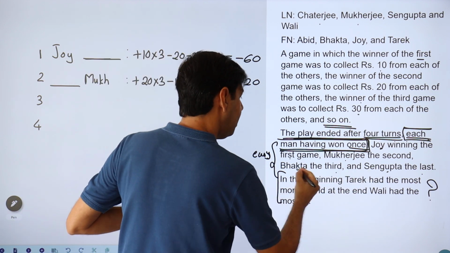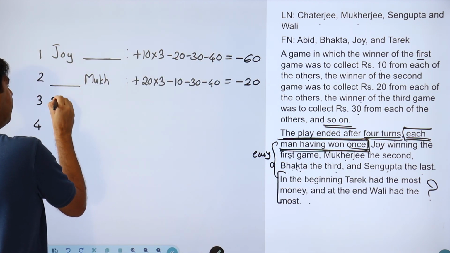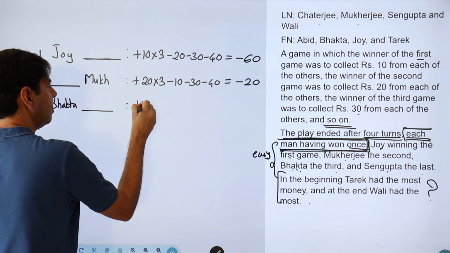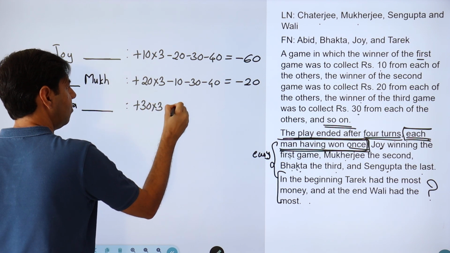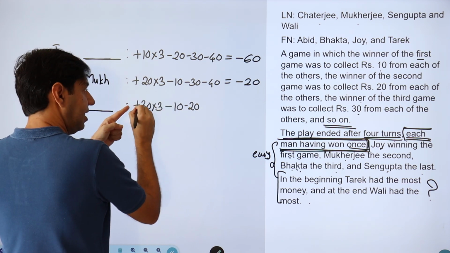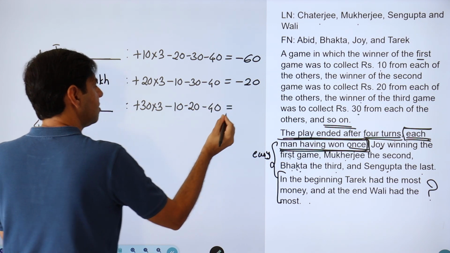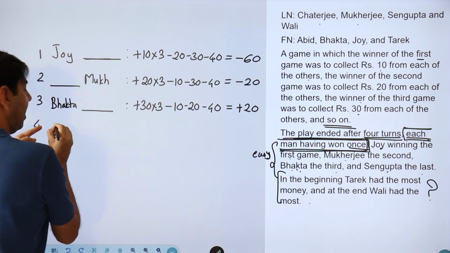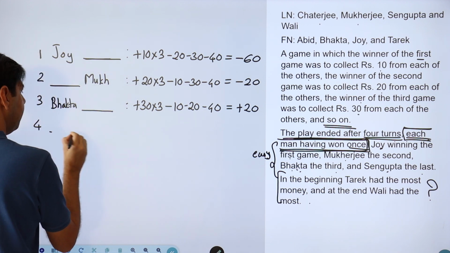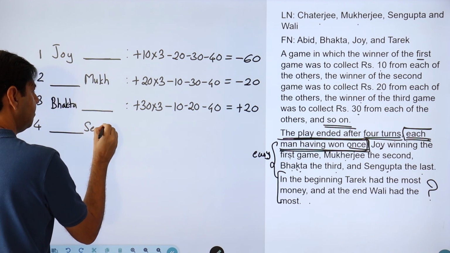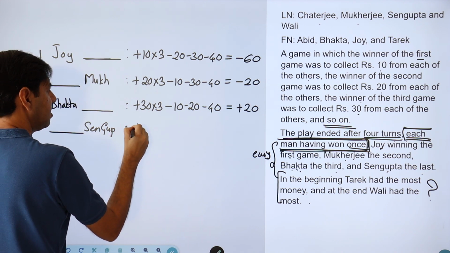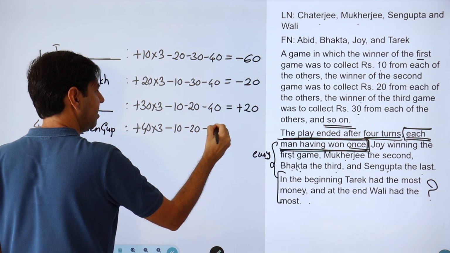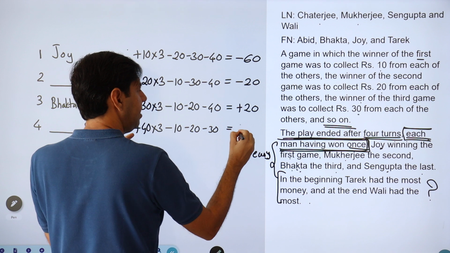The third game was won by Bhakta. We are back to the first name, Bhakta, but we don't know the last name. Bhakta would have earned 30 from 3 people, so 90, and would have lost the first and second, won the third, and lost the fourth. So the losses are 10, 20 and 40, which is 70. So that's a plus 20. And finally, Sengupta has won. We are back to the last name, Sengupta. Plus 40 from 3 people, minus 10, minus 20, minus 30. This is 60, and this is plus 120 minus 60, which is plus 60.